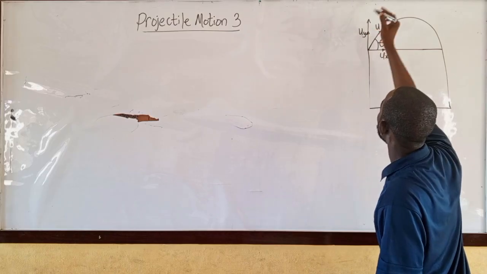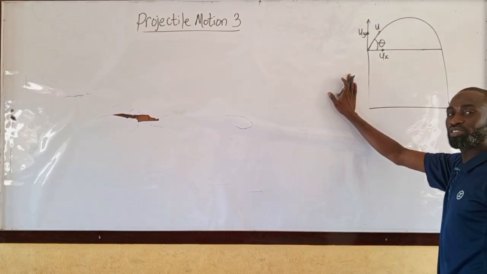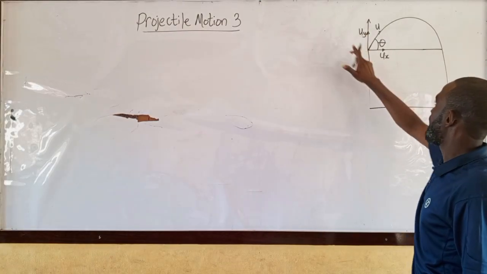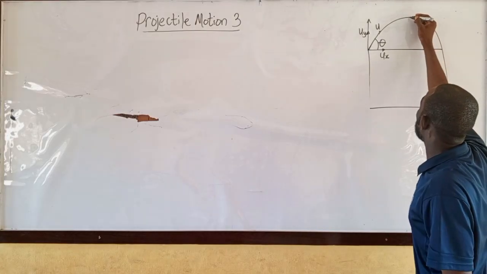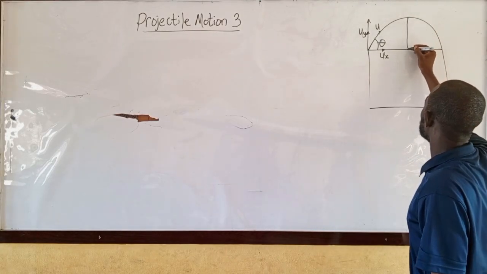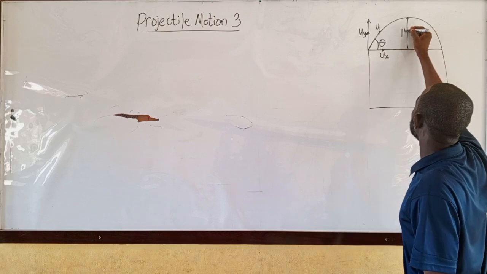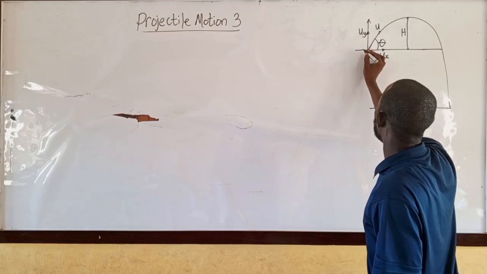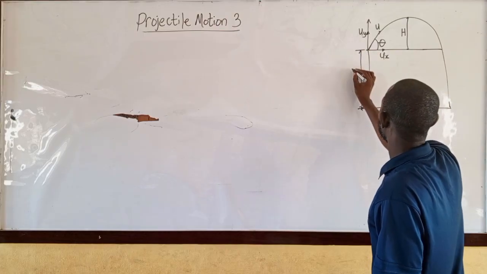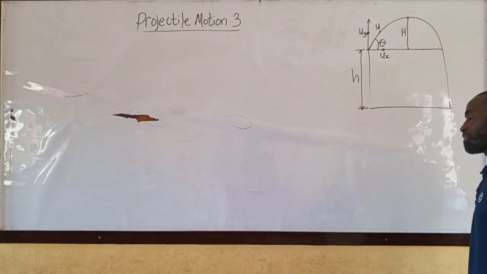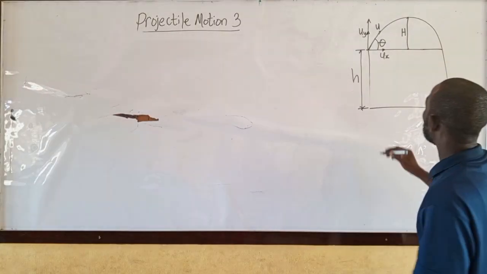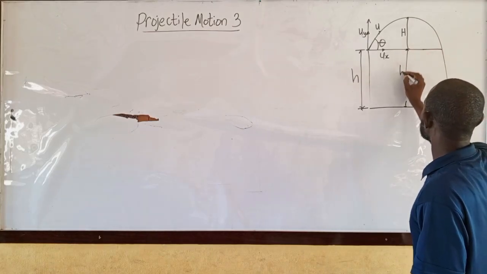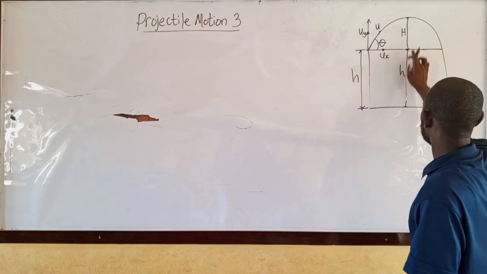U of Y. At t equals 0, the point of projection, we have U of X and U of Y. Then this point, let us call it our big H. From here to here is our big H. Then from here to here is the height of the tower. This one is a special case. Now mind you, from here to here is our H, same thing, same length.